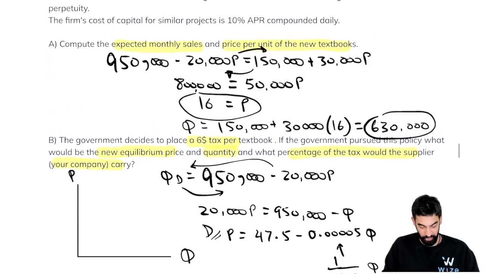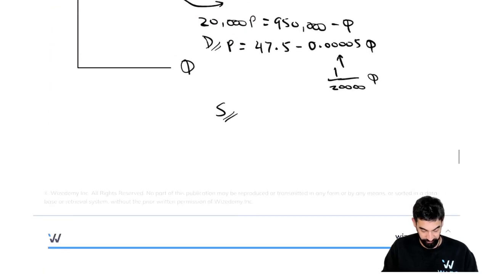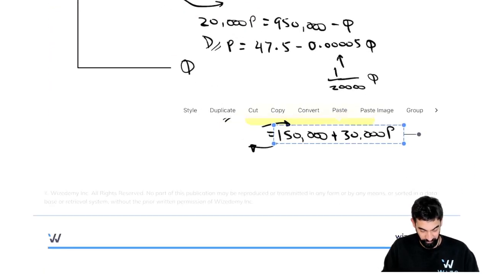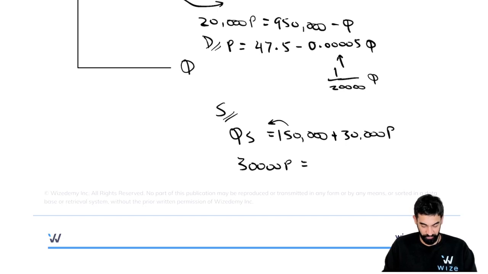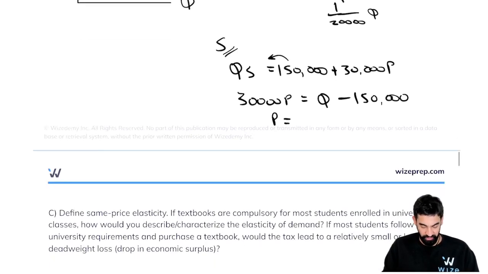And then do the same thing for supply. So the supply equation was QS equals 150,000 plus 30,000 P. That's your QS. So I'm going to bring 150,000 to the other side. So I'm going to keep the 30,000 P positive and say it's equal to Q minus 150,000. And then to get P, I'm going to divide everything by 30,000. So 150,000 divided by 30,000 is 5.